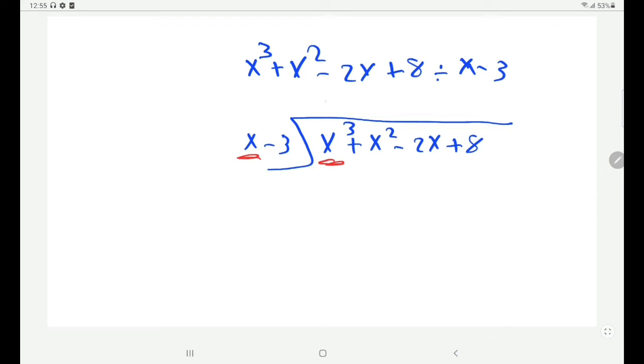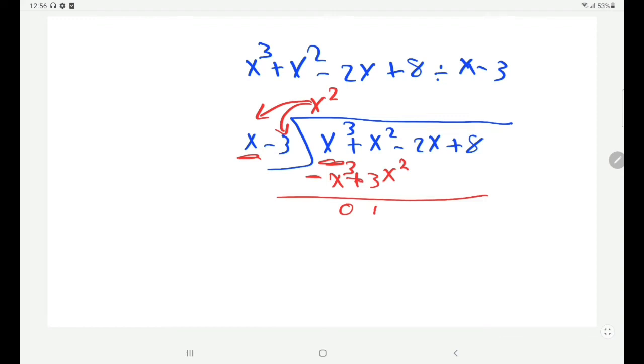So x cubed divided by x is x squared, and you multiply x squared by both terms of the divisor. So x squared times x, you get x cubed. x squared times negative 3 is negative 3x to the power 2. Then you subtract. When you subtract, you can just go ahead and change the sign below. So x cubed minus x cubed is just 0. x squared plus 3x squared is 4x squared. Then you drop the negative 2x. Then you repeat the process again. You divide the first term by the first term here.